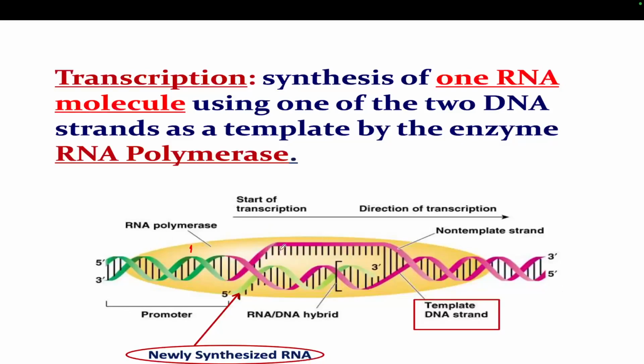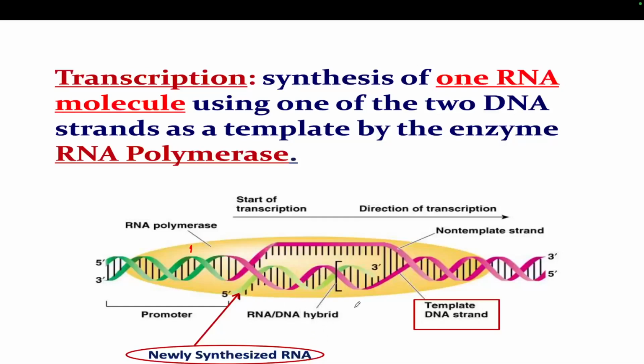So here also the direction of the RNA synthesis is 5' to 3'. The lower strand is called the template strand, and the upper strand, which runs from 5' to 3', is called the non-template strand, or coding strand, or sense strand. Here the light green color is the newly synthesized RNA, and this form is called the RNA-DNA hybrid.